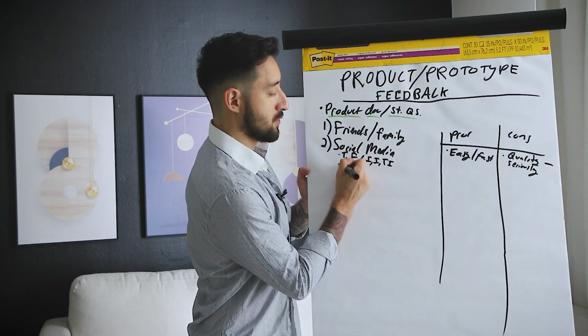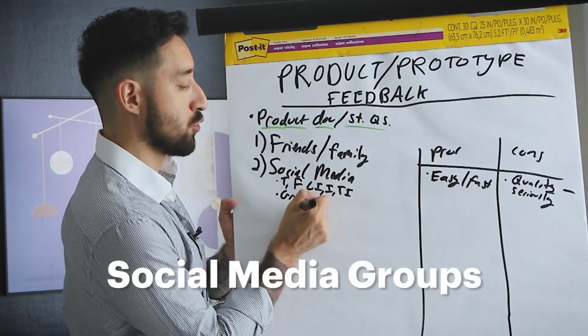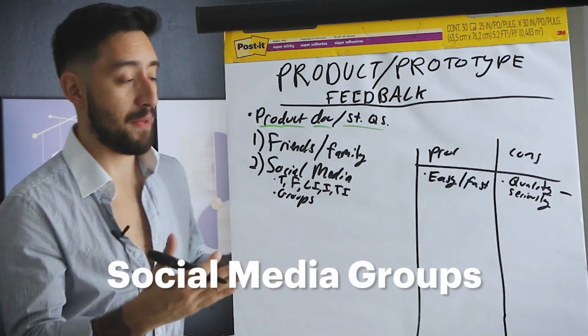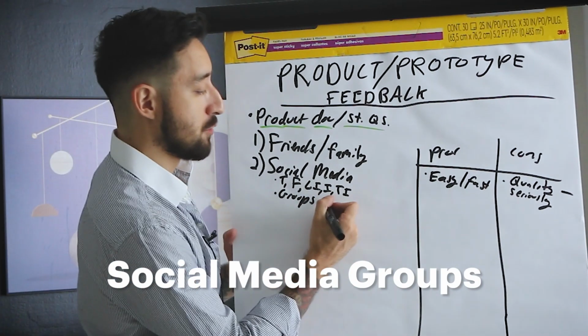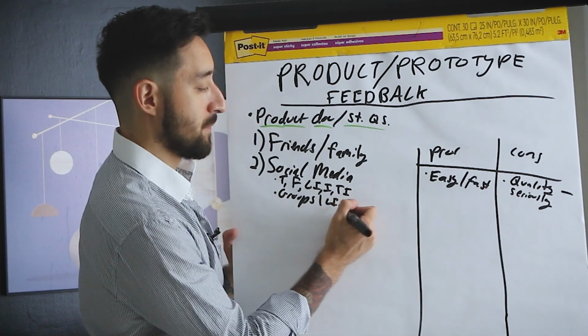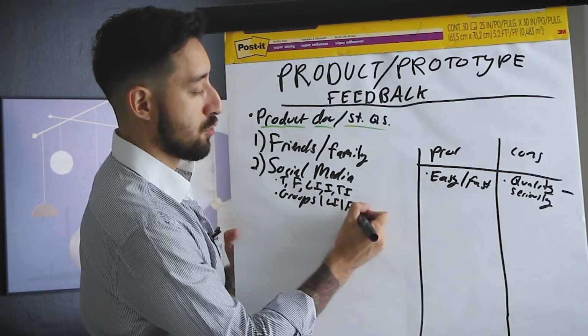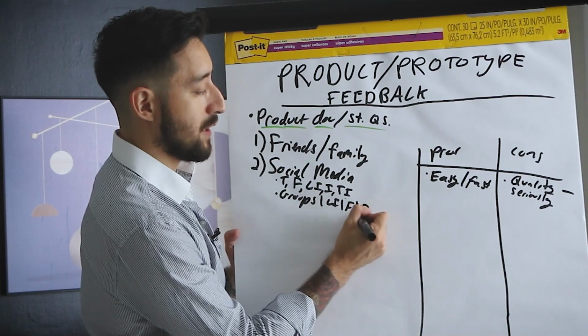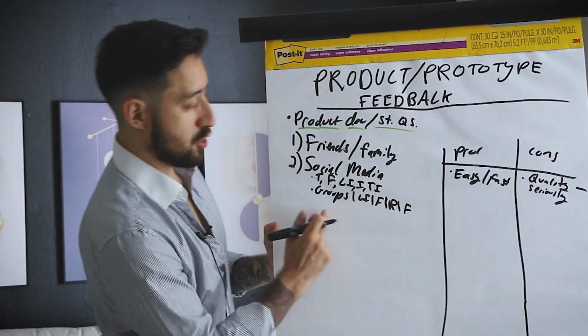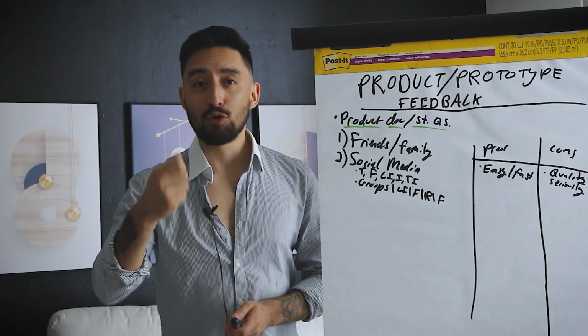In addition, there are also groups. Social media groups. And this is different from a social media page that you have maybe on Facebook. This could be LinkedIn groups. There are Facebook groups. There are also Reddit groups, different subreddits that are out there. There are online forums. There are so many different types of online groups out there.